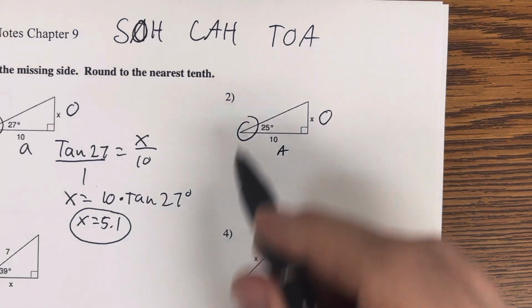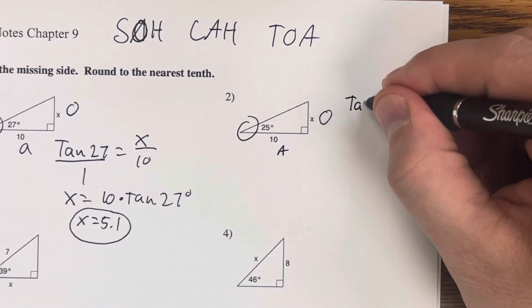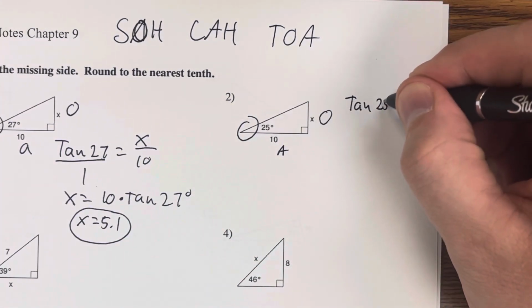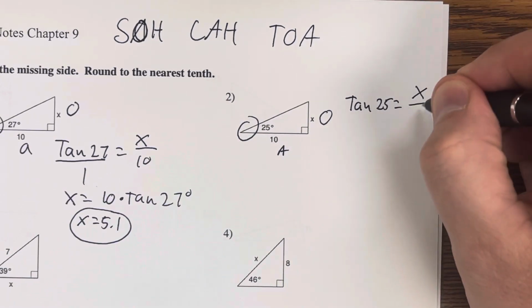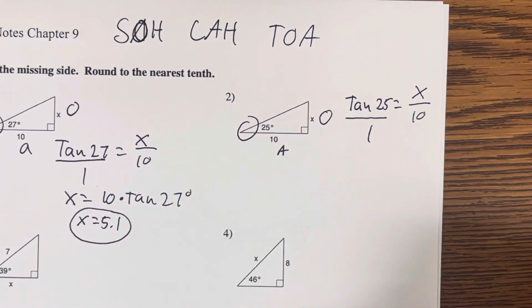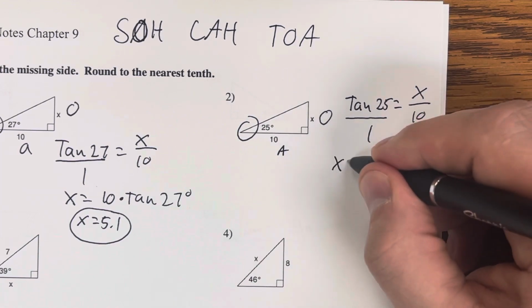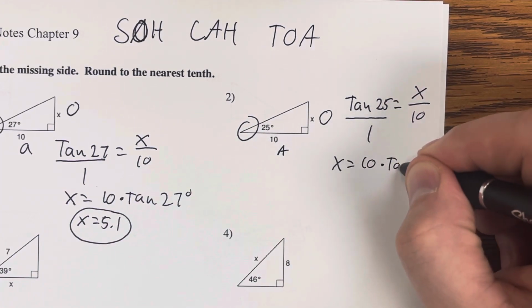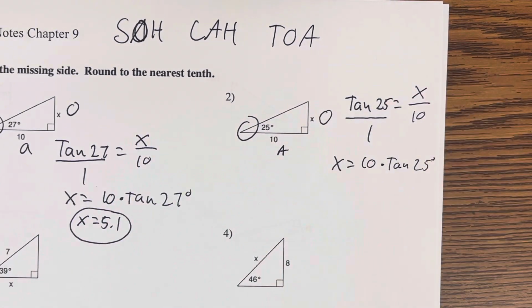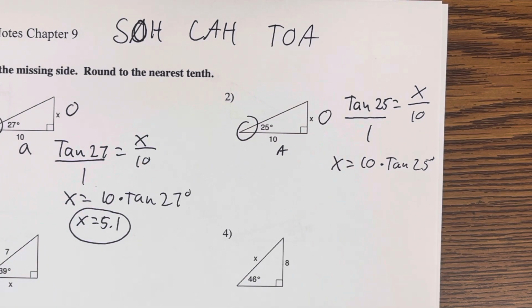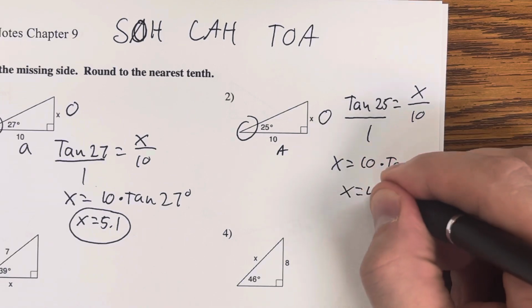O and A, tangent ratio again. So the tangent of 25 equals x over 10. Put it over 1, cross multiply to solve. So x is equal to 10 times the tangent 25 degrees. And when I type that in, I get 4.66, so 4.7.